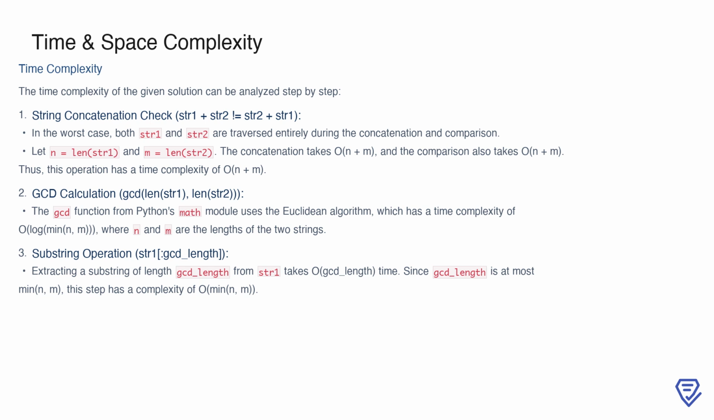Next, we calculate the greatest common divisor, or GCD, of the lengths of the two strings. The GCD calculation uses the Euclidean algorithm, which runs in O(log(min(n, m))). Finally, we extract a substring of length GCD(len(str1), len(str2)) from str1. Extracting a substring of this length involves a linear operation and takes O(gcd_length) time, which is at most O(min(n, m)). These three steps together form the foundation of our time complexity analysis.